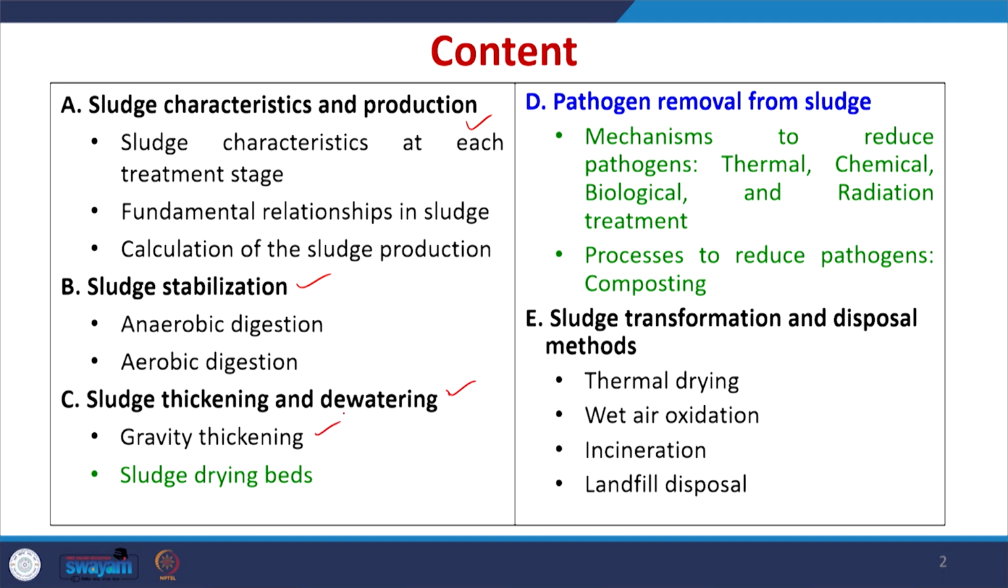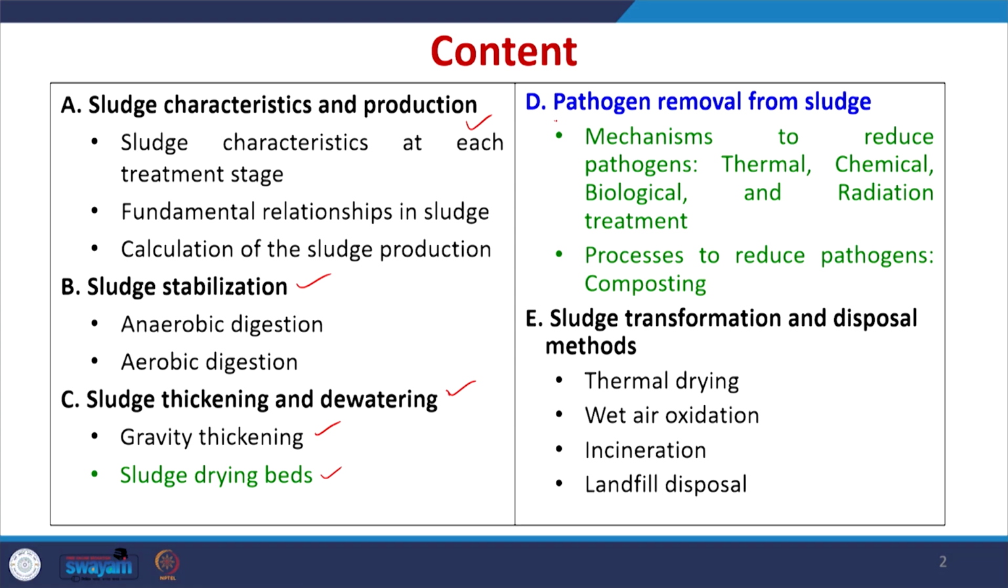So, today we will be studying the sludge drying beds in greater detail, and also we will start the pathogen removal from sludge using various methods: chemical, biological, thermal, radiation, etc. Then maybe in the next lecture we will study the process to reduce pathogens via composting and further sludge transformation. So, today we will start with the sludge drying beds, which is one of the methods of sludge dewatering.